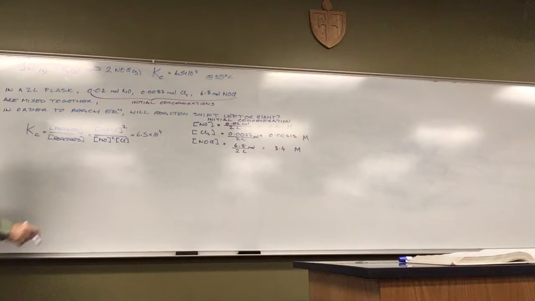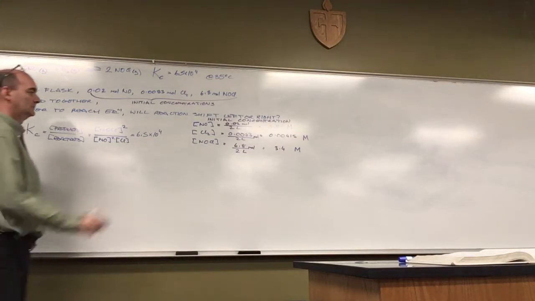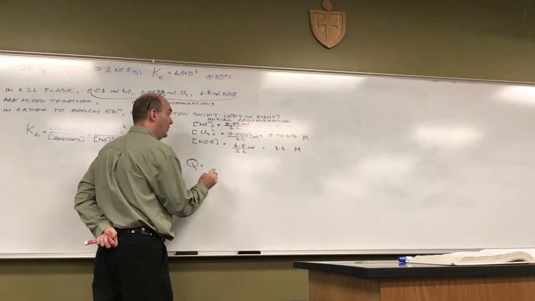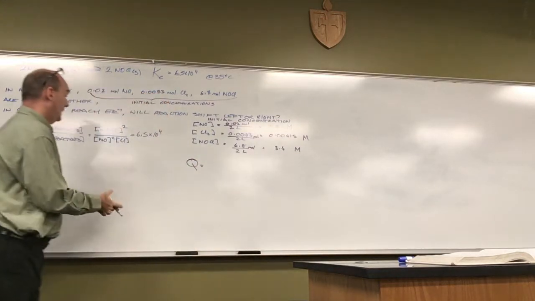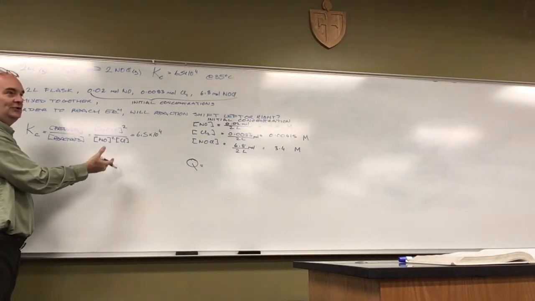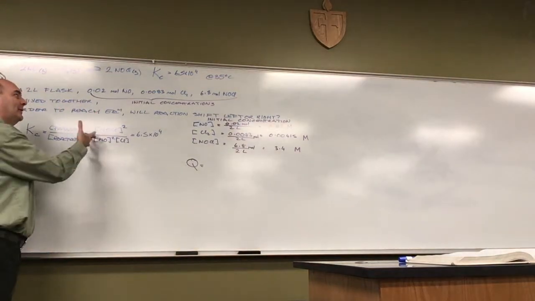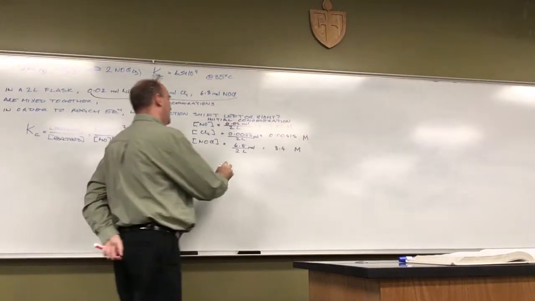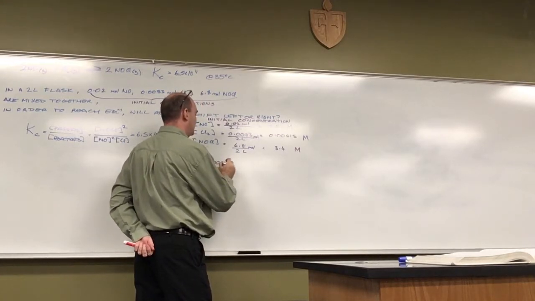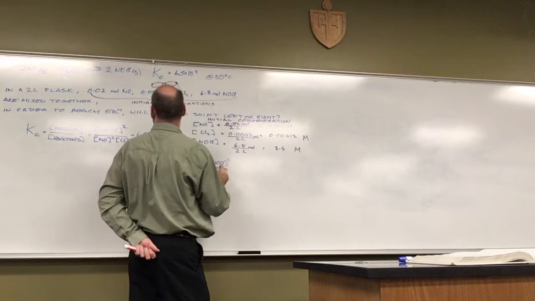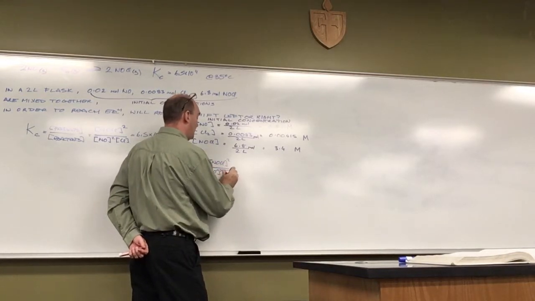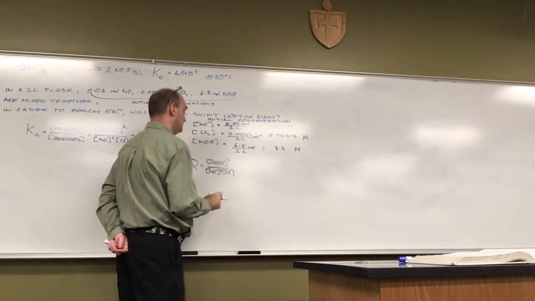Okay? Let's find the value of Q. Q is set up the same way as K, but it's just at every number other than the equilibrium constant. So Q is our NOCl squared. There's only one Cl in that. And NO squared Cl. Okay?